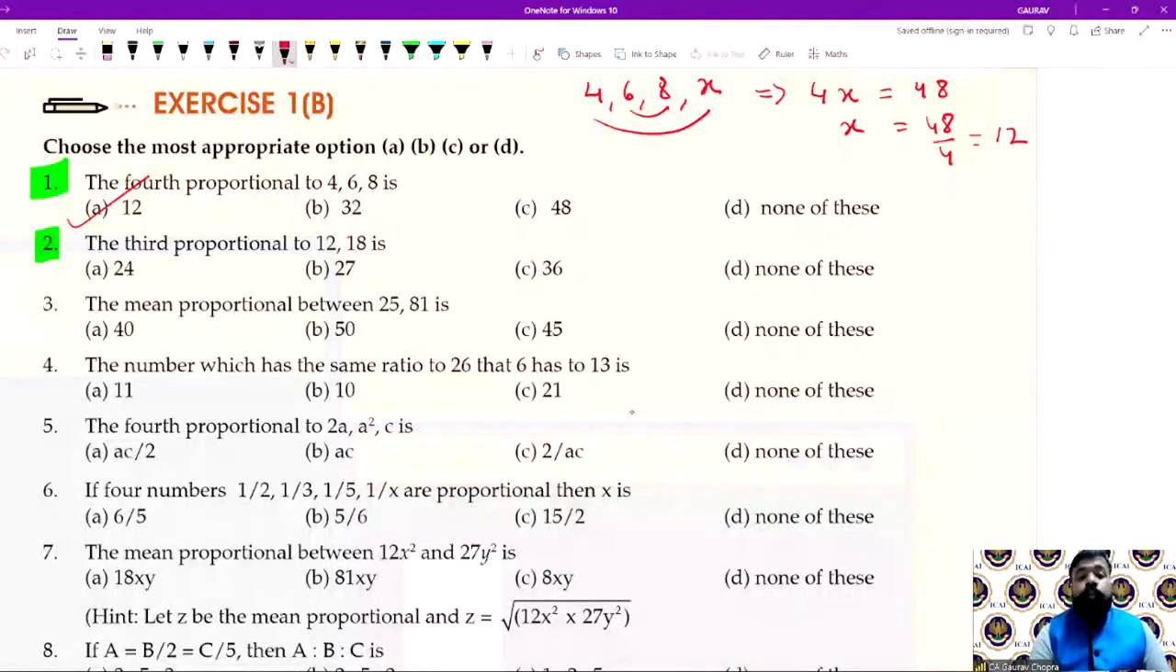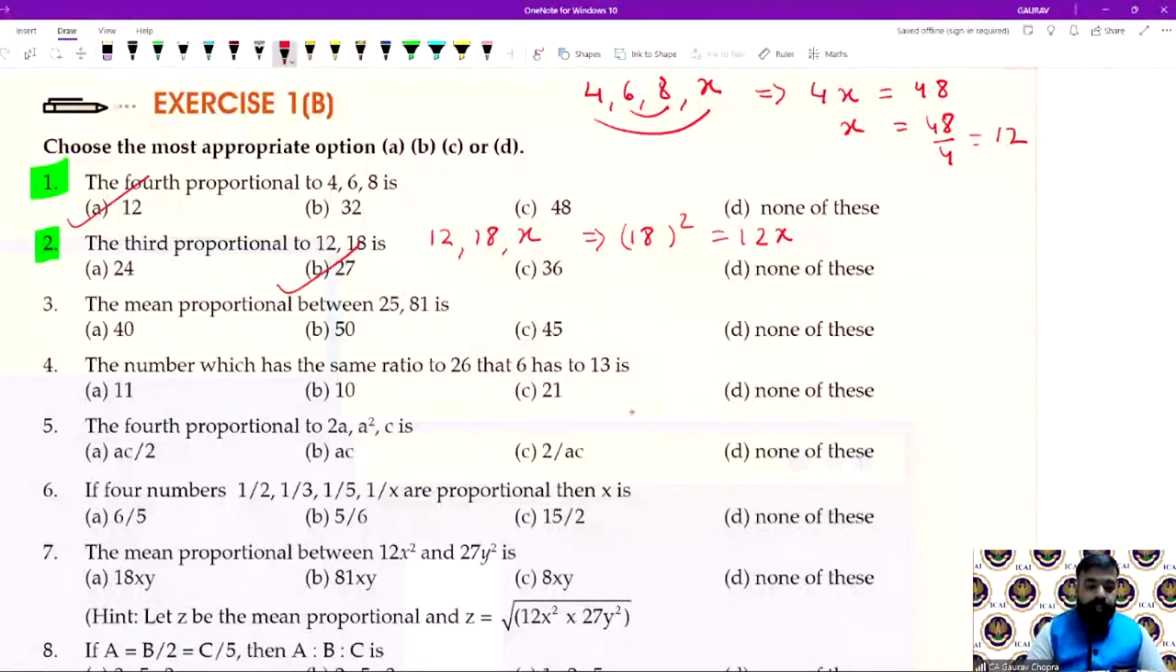That means we have to substitute X in place of third place. So 12, 18, and X. Now, in case of three values, B square equal to AC. So 18 square is equal to 12X. Now divide and get the result. So now this time the answer will be which option? Option number B, that is 27. Yes, 27 is correct. Most of you have given the answers.